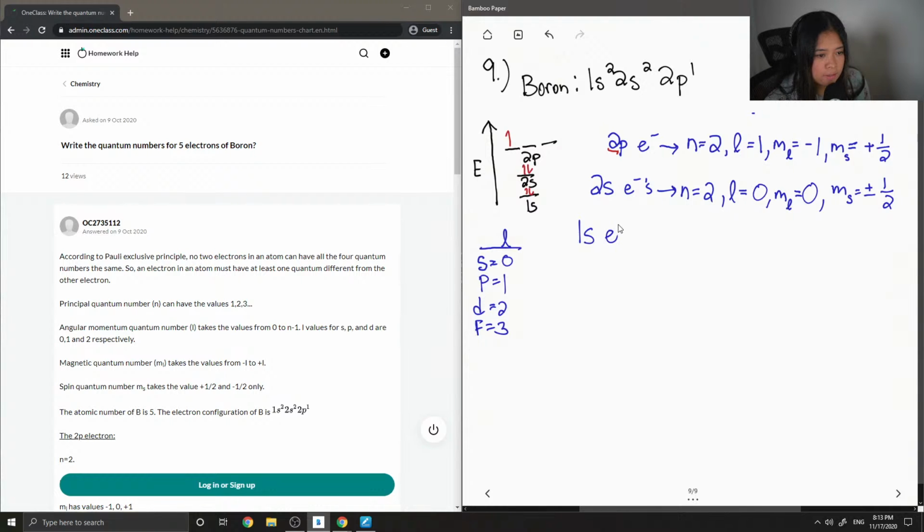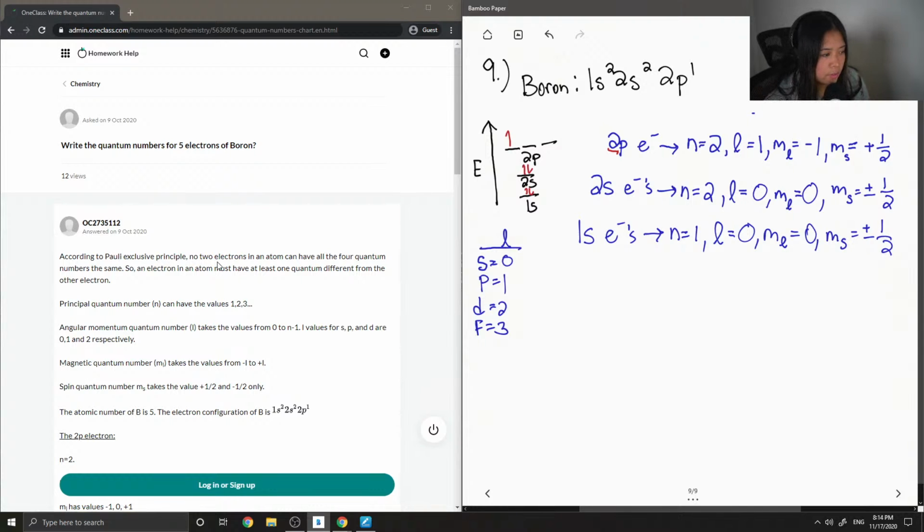And then lastly, for the 1s electrons, this time our n value is equal to 1. Our l is like the previous part, and it's equal to 0. ml will also equal 0. And again, our ms will be both plus and minus half.